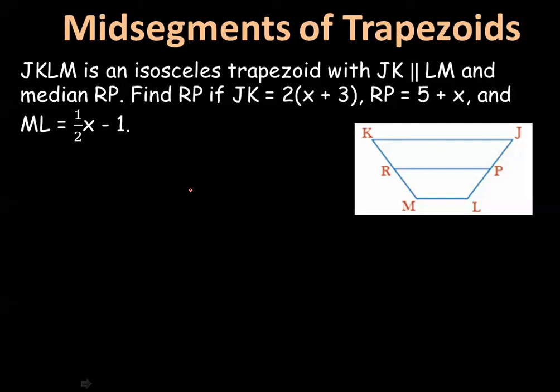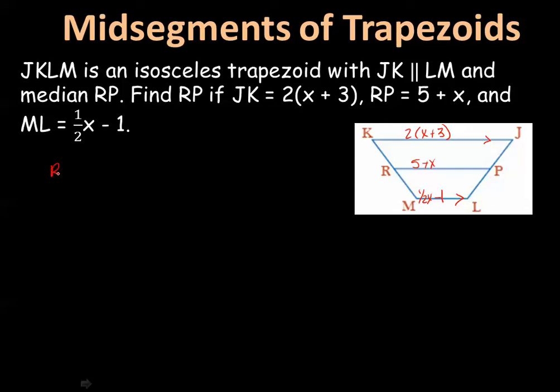Let's work an algebraic problem like that. This one says JKLM is an isosceles trapezoid where JK is parallel with LM, and they tell you that so you'll know how to draw it. And then the median is RP. It says find RP if JK is 2 multiplied by the sum of x and 3, RP is 5 plus x, and then ML is 1/2 x minus 1. We're supposed to find RP, but we're going to have to work all this out with the mid-segment theorem to figure this out.